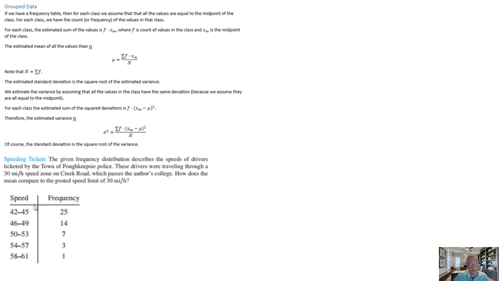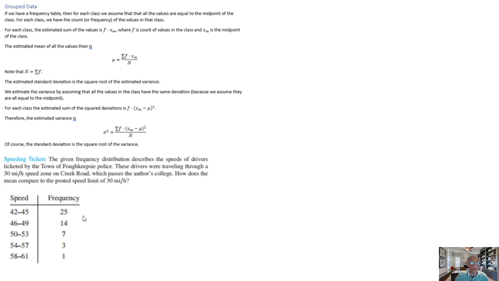What I'm going to say is that I'm going to find the midpoint of the class, and I'm going to say every value in the class is 43.5, for example, in this case. And so if I'm going to estimate the sum of the values in this class, I just say 25 times 43.5, and that gives me an estimation of the sum of all the values in that class. Likewise here, I say every single value in this class is 47.5. If I multiply that by 14, I get the sum of all the values in that class.